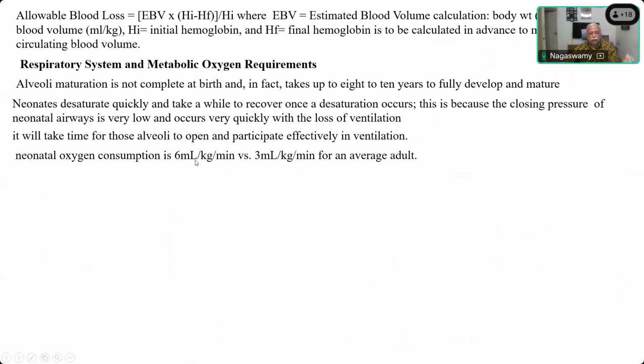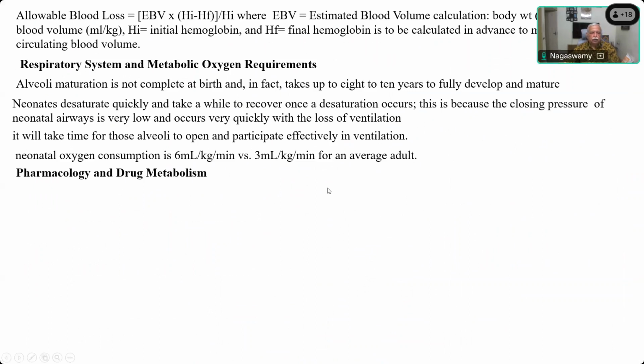So they require 6 ml per kg per minute. So all these reasons make them more prone to hypoxemia, and once they develop hypoxemia, they will develop bradycardia very fast. Probably that is the reason you mentioned about atropine. That is a very good medication to prevent this hypoxic bradycardia from happening.